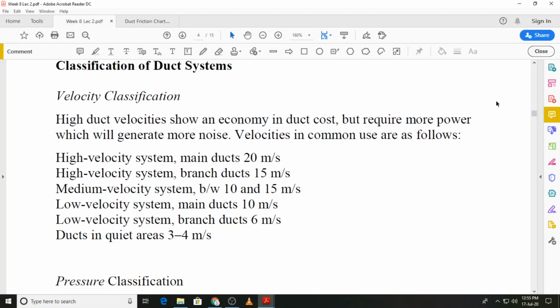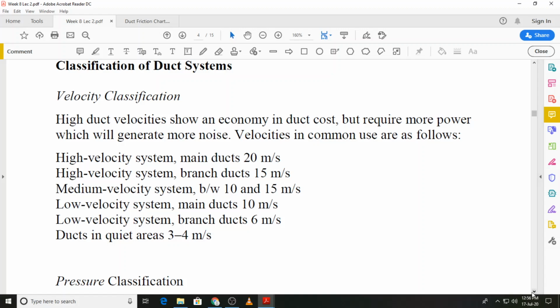Similarly, for medium velocity systems, the velocity ranges between 10 and 15 meters per second. Low velocity systems have even lower velocities. And then if you have ducts in areas where you require very low noise levels, you might go to velocities as low as 3 to 4 meters per second, because the noise levels are also related to the velocity of the air in the ducts. So higher velocities lead to higher noise levels.